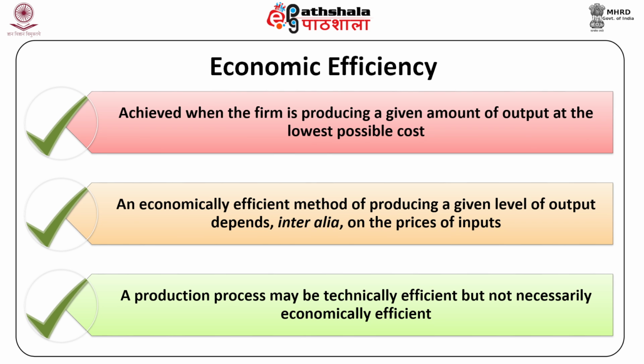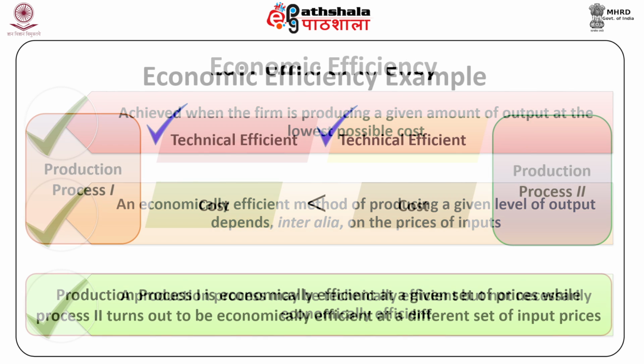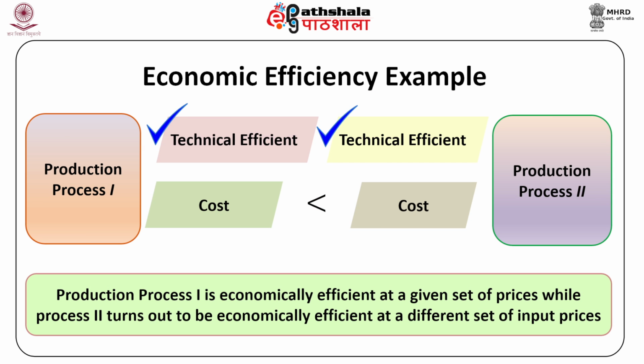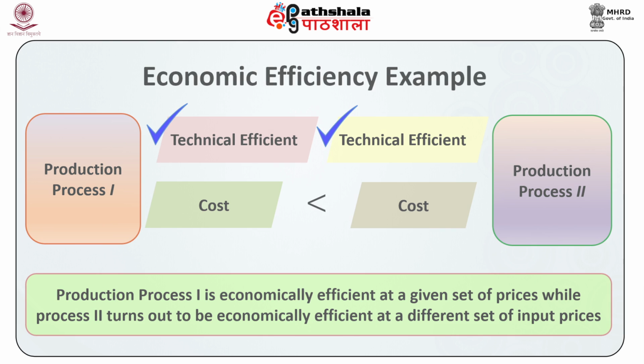A production process may be technically efficient but not necessarily economically efficient. For instance, consider the following example. Suppose there are two different production processes, say first and second, and both are technically efficient. But process first might cost less than second at a given set of input prices. In this case, we say first is economically efficient at these set of prices, while process second turns out to be economically efficient at a different set of input prices.